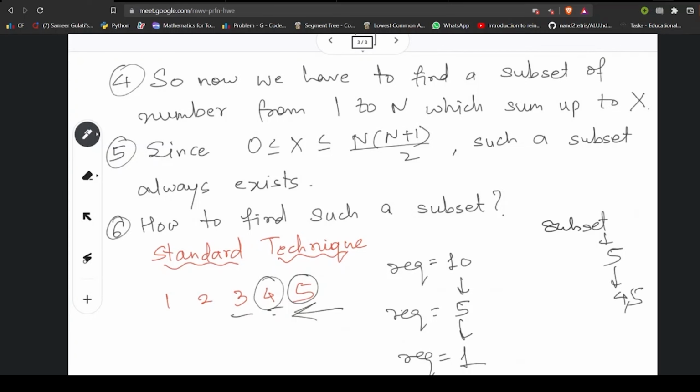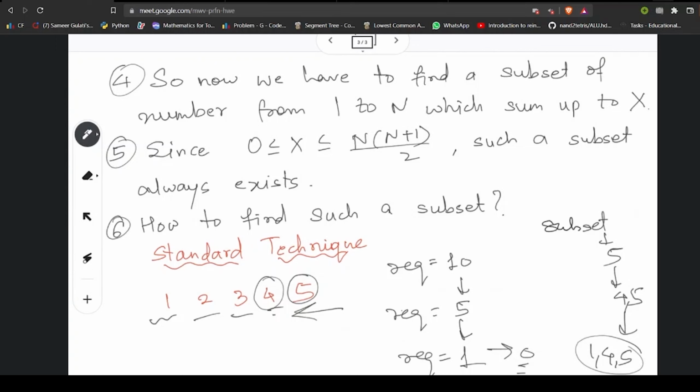Now we look at 3, it is larger than 1, so we ignore it. We look at 2, it is larger than 1, we ignore it. And then we have 1, which is less than or equal to required, so we take it. So now our current required value will be 0, and our subset will be 1, 4, 5.